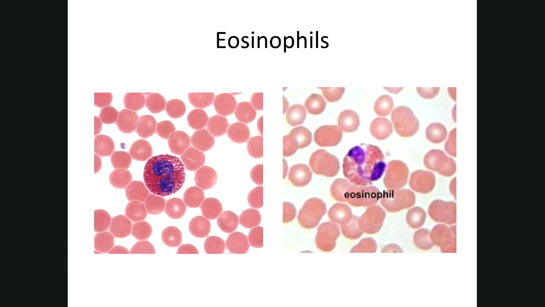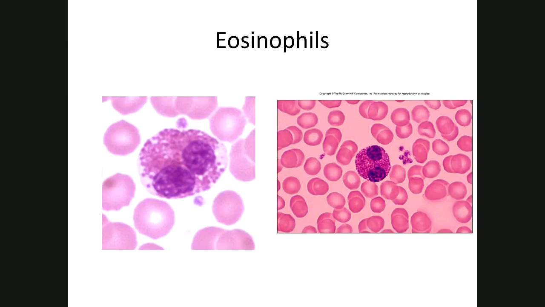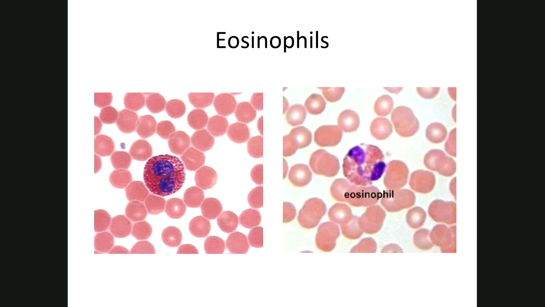Look how red those granules are. Really easy to see. And then there's our bilobe nucleus. Now this is a little harder to see. It's just a staining issue, but that one is very easy to tell. Everybody pick out eosinophils?